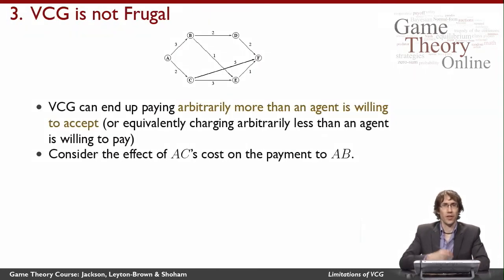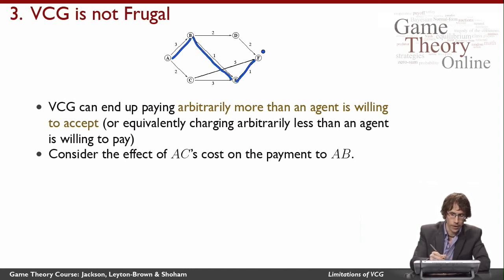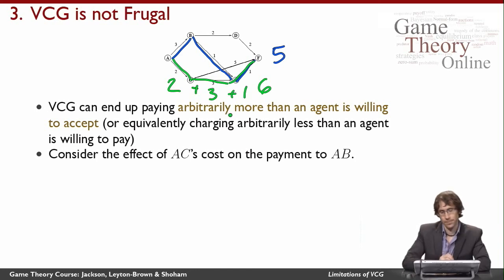So the next problem with VCG that I'd like to tell you about again has to do with the payments. And we say that VCG is not frugal because the payments can really seem out of line. So let's think again about this graph routing example that we've seen before, where we want to find the shortest path and pay agents for routing traffic along their edges. So recall in this example that the shortest path is this one with a cost of 5. And recall also that the second shortest path is this one with a cost of 6. Right? 2 plus 3 plus 1.